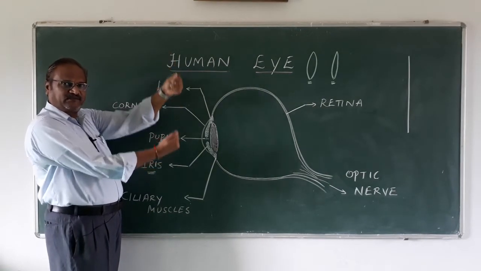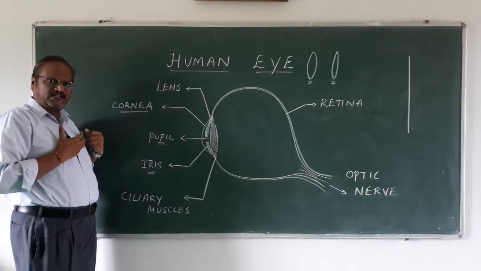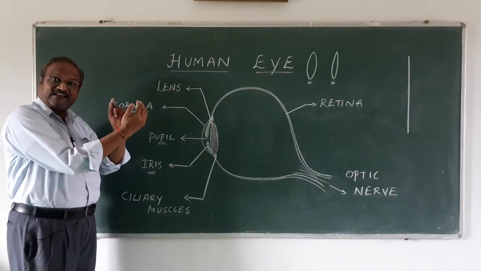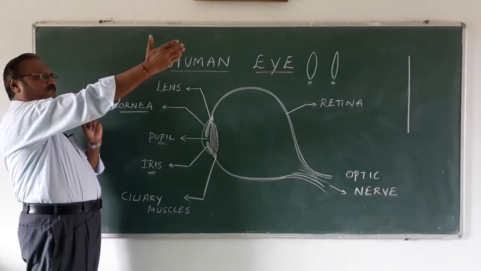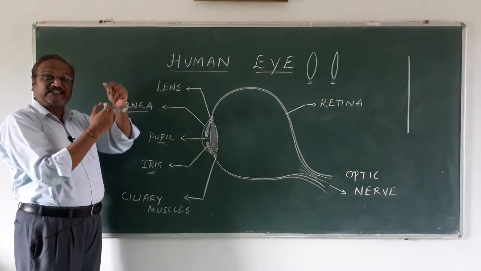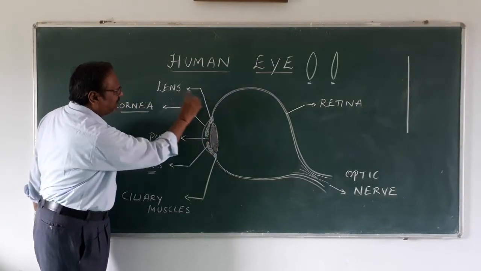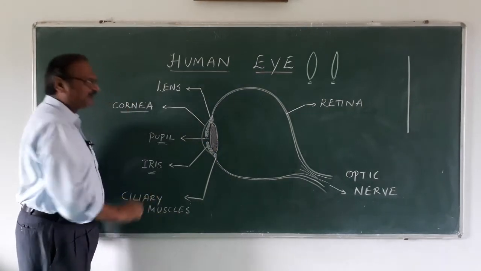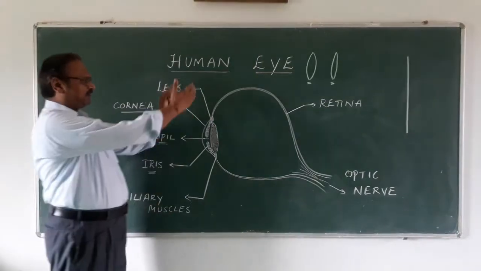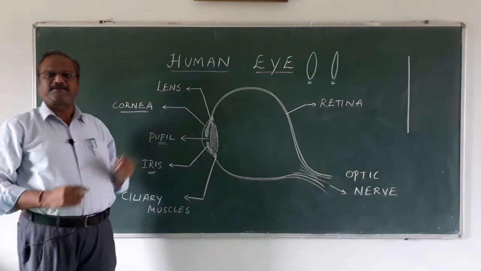Pull it, leave it. If I see a nearby object, now I need a thick lens. When I want to see a far away object, then I need to thin the lens. That thickening and thinning of the lens is done by the ciliary muscles. So this is the first part of the eye.